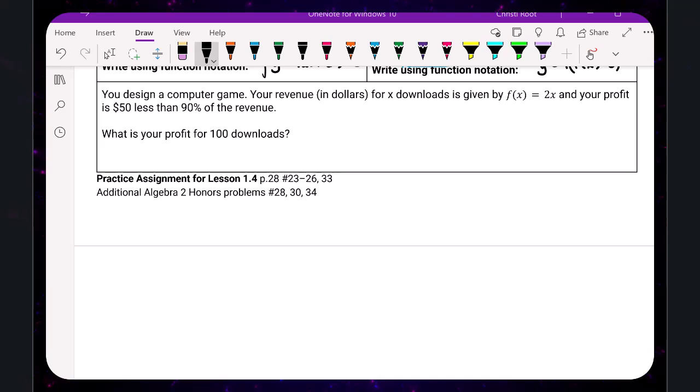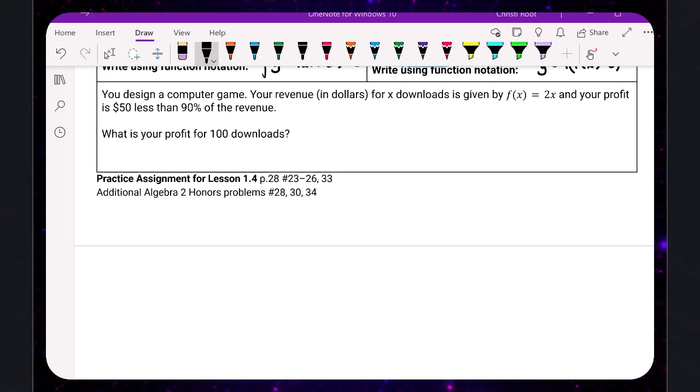All right, so you know we have to throw on a really good word problem here. So it says you design a computer game. That's pretty cool. Your revenue in dollars, that just means how much money you're making, for x downloads is given by a function f of x equals 2x, okay? So then your profit is going to be $50 less than 90% of the revenue. All right, so revenue is like how much money you take in, but then profit is going to be how much money you have after all of your expenses.